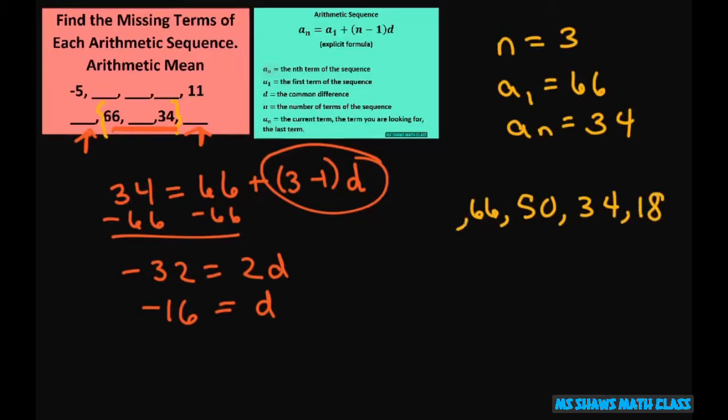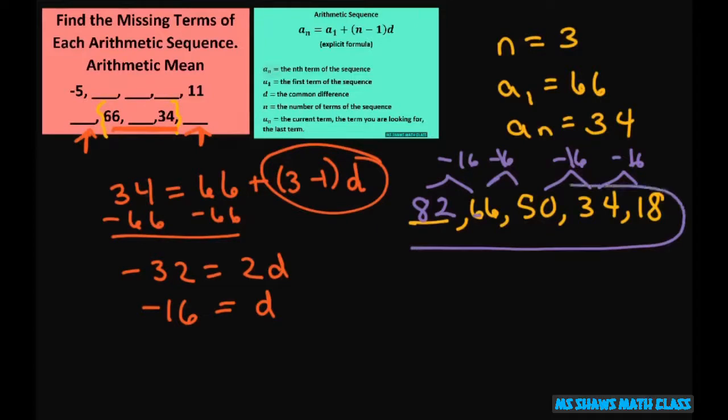Now the one we're missing is this one. So since we keep subtracting 16, we need to have this as negative 16. So you're going to have to add 16. When you add 16, you get 82. And that would be your total sequence there.